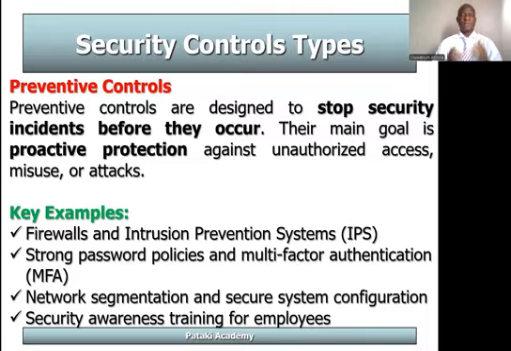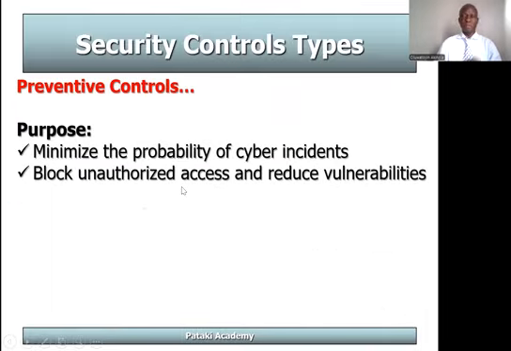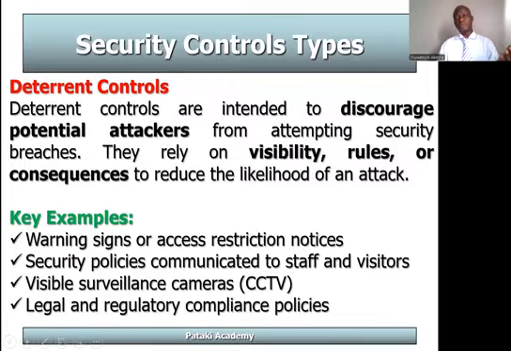Examples of these are firewall and IPS. Strong password policy or multi-factor authentication. Network segmentation and secure system configuration. Then security awareness training for the employees. Purpose of preventive control is to minimize the probability of cyber incidents, to block unauthorized access, and reduce vulnerability. Number 2 of security control type is deterrent.